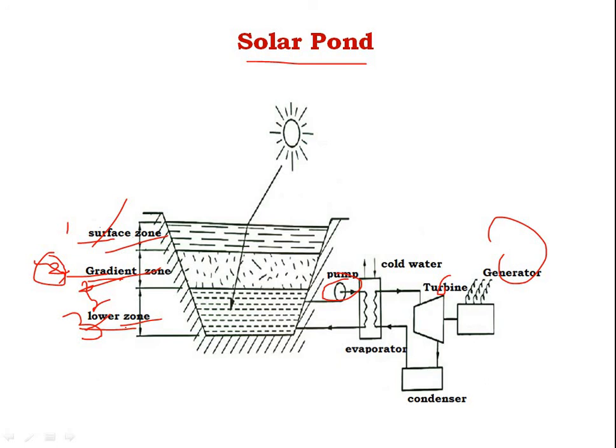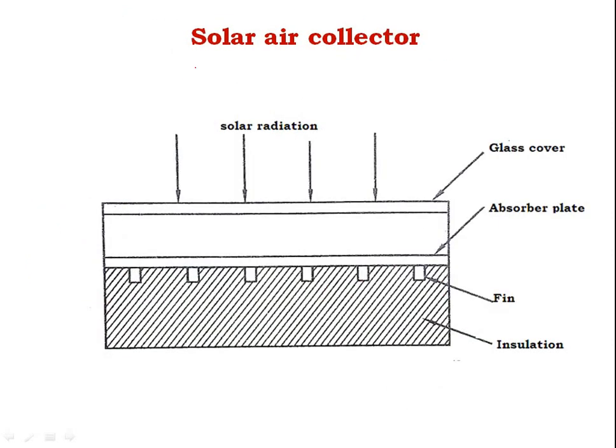The hot brine solution from the bottom of the solar pond is taken out without disturbing the brine gradient existing in the solar pond. Okay, so next we will be discussing solar air collector.